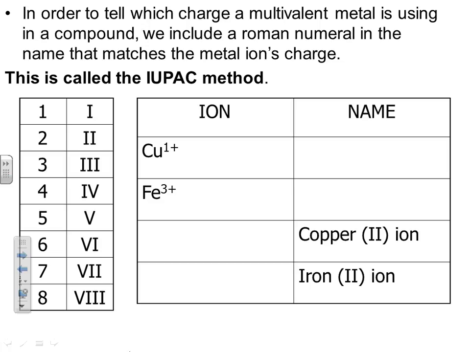Again, you don't necessarily need to write the grid. This is the ion. We're going to write the name. Again, you don't necessarily need to draw the grid, but this is a reminder of Roman numerals. Very rarely do we use 8. There are very few ions that have a charge of 8.